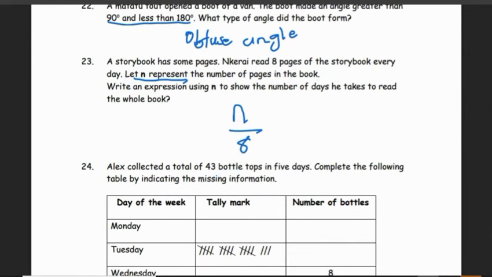Alex collected a total of 43 bottle tops in 5 days. Complete the following table by indicating the missing information.